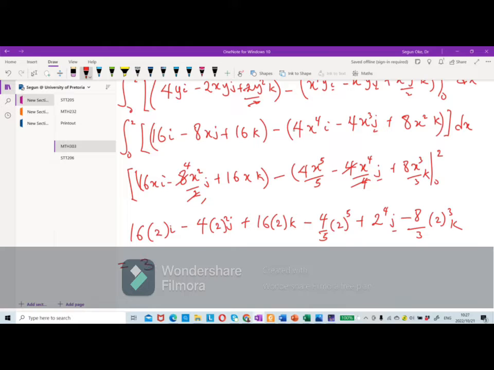We have 32i minus 16j plus 32k. 2 raised to the power 5 is what? 32. 32 times 4 divided by 5, 128 divided by 5. Right. 2 raised to the power 4 is 16.